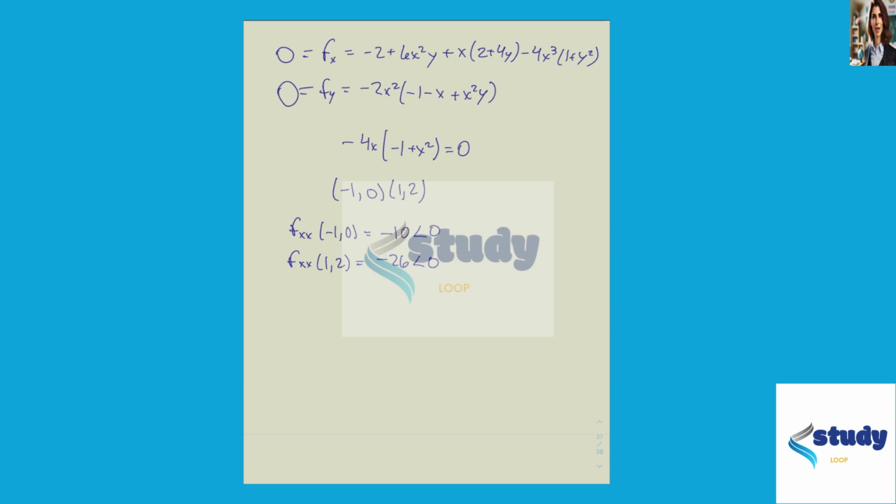Then if we look at that, we have the delta at negative 1, 0, which equals 16, which is obviously greater than 0. And then that for 1, 2 is going to equal 16, which is greater than 0. So we see that both critical points are maxima. And then, so we've confirmed that they have two maxima.